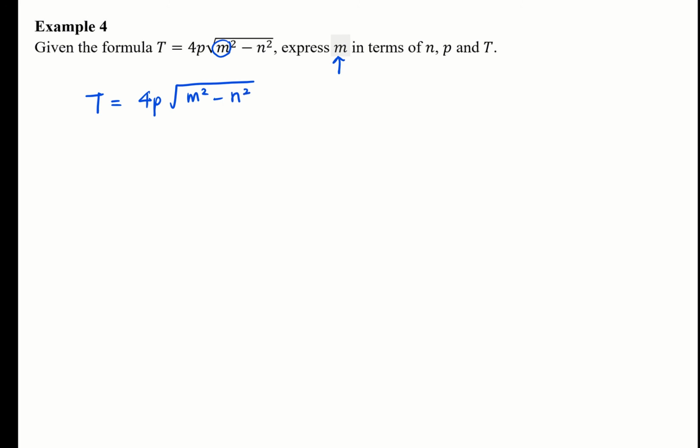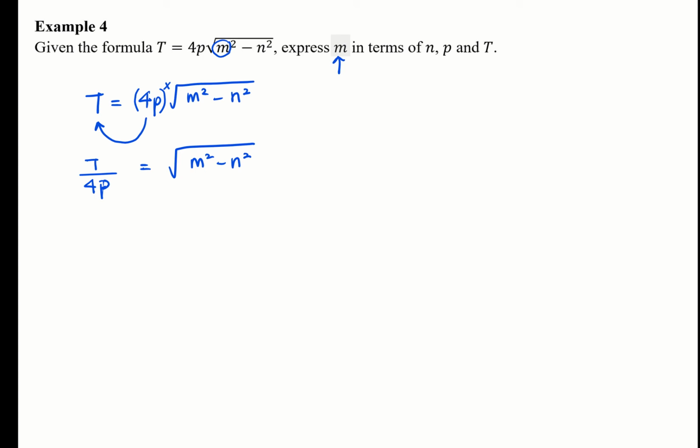Remember I told you we try to get rid of the things that are furthest away from the m first. So let's get rid of the 4p. This is actually 4p multiplied by the square root of m squared minus n squared. So we will bring it over to this side and divide by 4p. What's left is just the square root of m squared minus n squared.